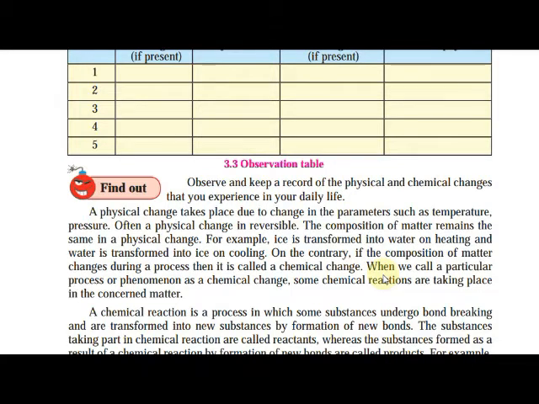For example, formation of carbon dioxide gas by combustion of coal in air is a chemical reaction. What is a chemical reaction? Formation of carbon dioxide gas by combustion of coal in air. Coal is a combustible. Combustible means, when coal ignites, what happens? Carbon dioxide gas is formed, smoke is formed, yes or no? Burning of coal. Combustion means burning.